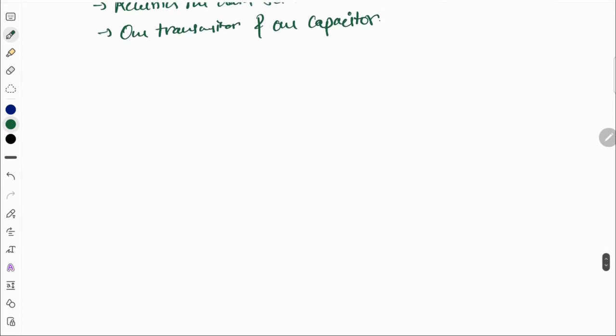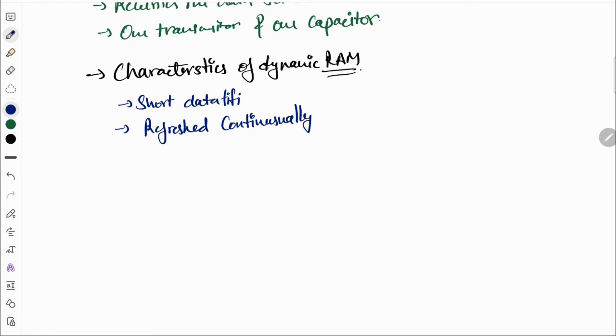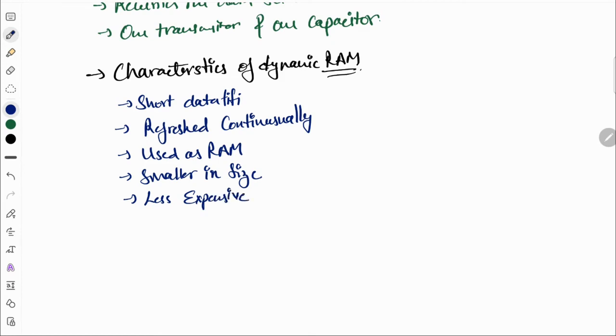Characteristics of dynamic RAM: short data life, needs to be refreshed continuously, used as RAM, smaller in size, less expensive, less power consumption.